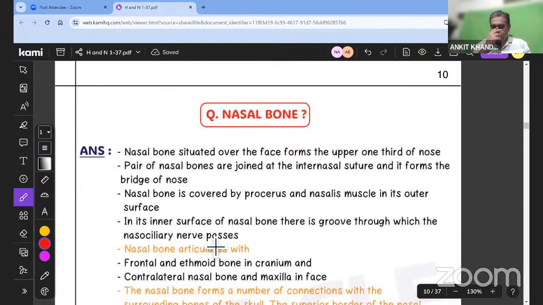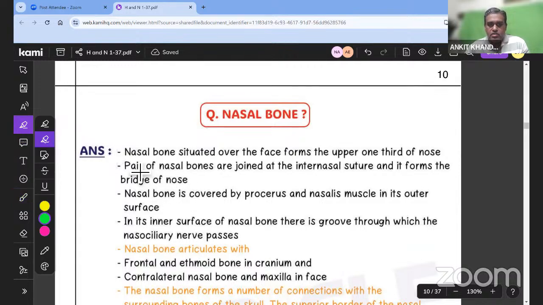Okay, nasal bone we have already seen. It forms the upper part of the nose. There are two nasal bones, so not two pairs, one pair having two nasal bones. This is the left nasal, that is the right nasal. Between them, they are joined by the internasal suture as well.